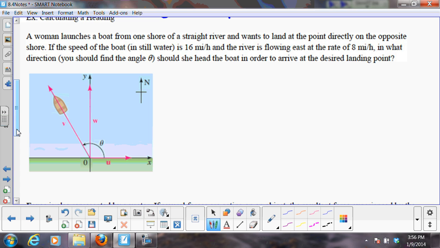All right, now we have a boat. A woman launches a boat from one shore of a straight river and wants to land at a point directly on the opposite shore. If the speed of the boat in still water is 16, the river is flowing east at a rate of 8 miles per hour. So the river is 8, 0 because it's going east.